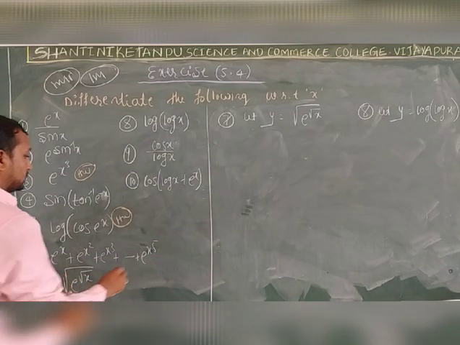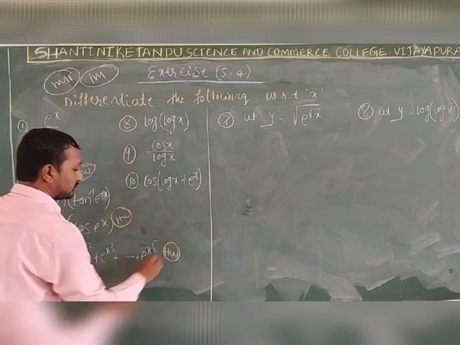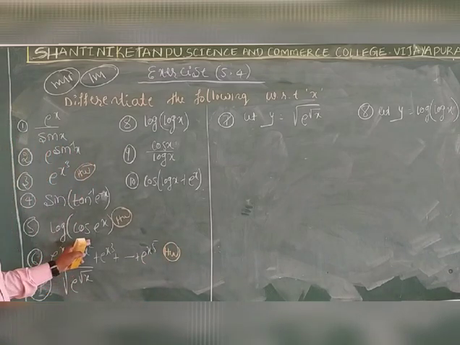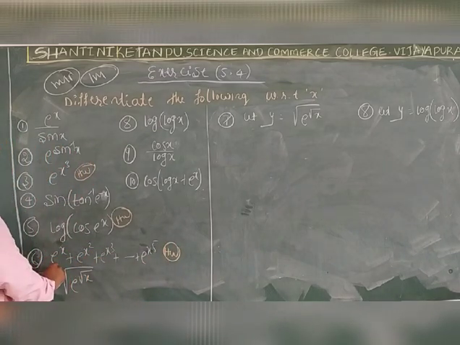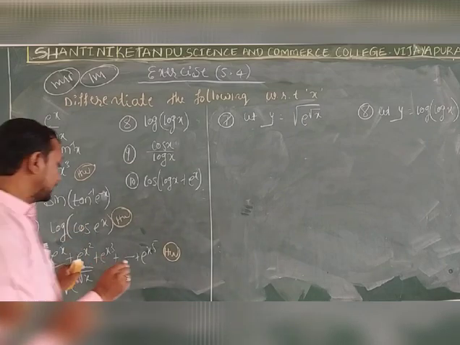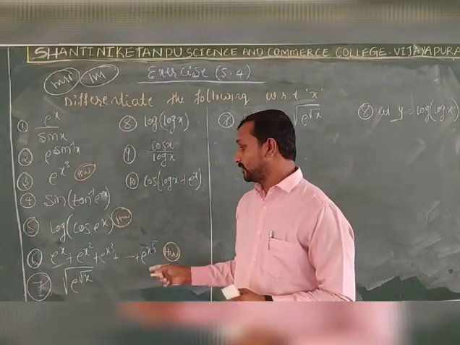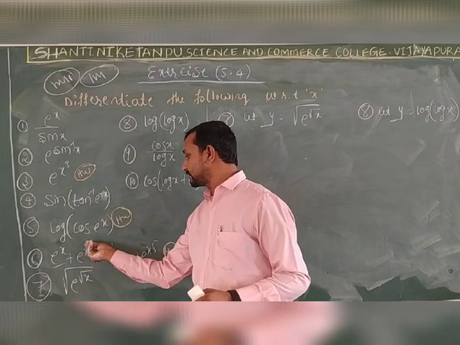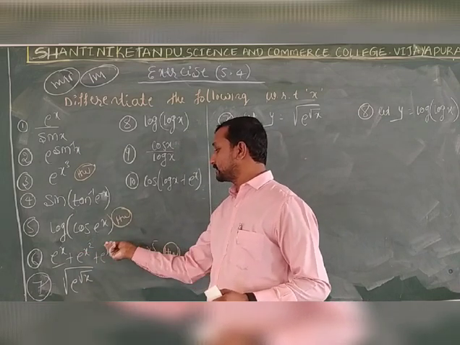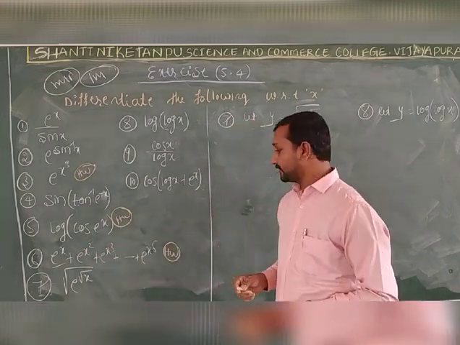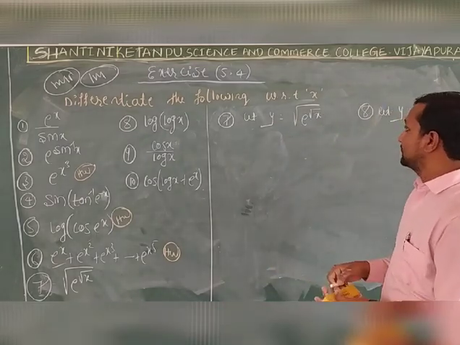So the sixth one is also a very easy example. You can try it yourself. e raised to x, e raised to x square, e raised to x cube, which is obviously e raised to x, we know that. So e raised to x square. The derivative of e raised to x square is e raised to x square with respect to x square, and e raised to x cube with respect to x cube. You can write. Okay.